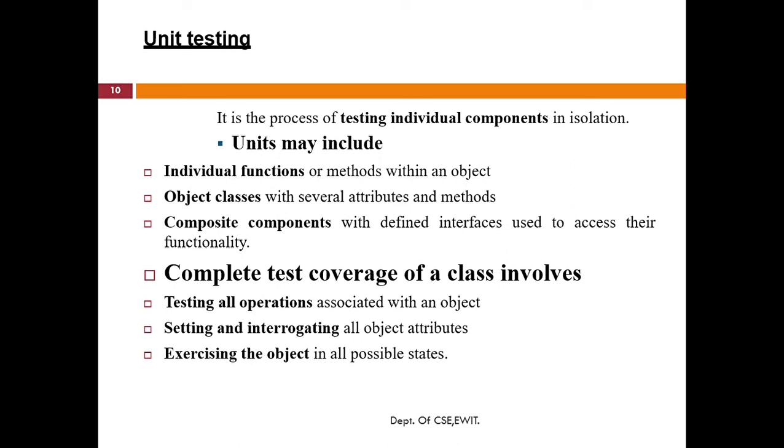So next, in this unit testing, the main units include individual functions or methods, object classes with several attributes and methods, and composite components with defined interfaces. So all these are the main units. Next is complete test coverage of a class. It involves testing all operations associated with an object, setting and interrogating all object attributes, and finally exercising the object in all possible states.